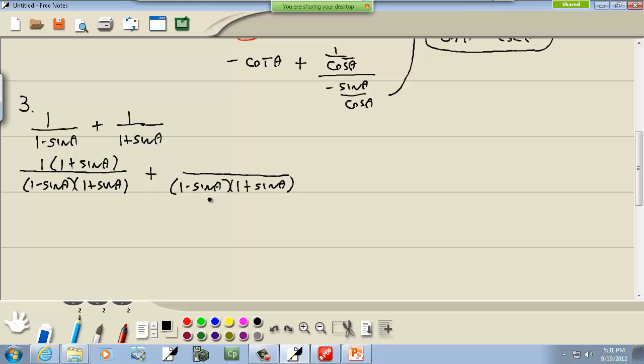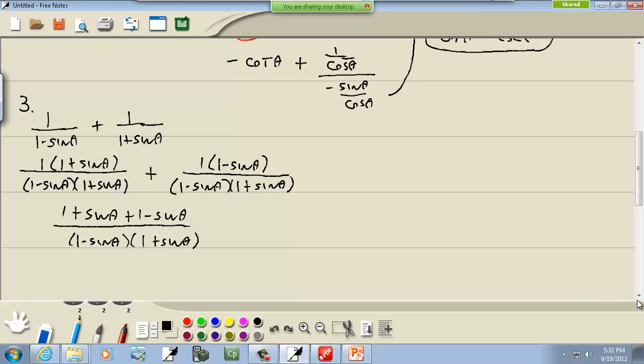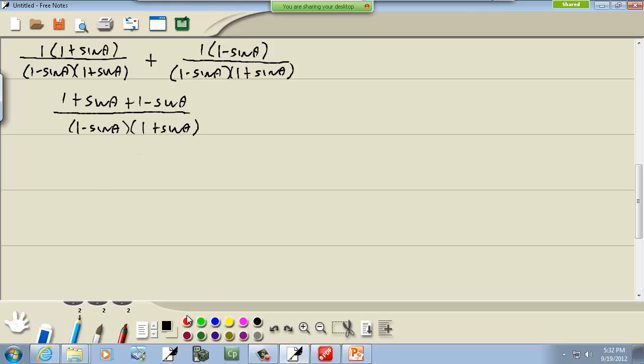Well, here I multiplied the bottom part by 1 minus sine, so I need to multiply the top part by 1 minus sine. Okay, so now they have the same denominator, so I can combine the top parts. Those ones don't do anything there. So we're going to have 1 plus sine theta plus 1 minus sine theta over 1 minus sine theta times 1 plus sine theta. Well, the sine and negative sine cancel each other out, so we're left with 2 up on top.